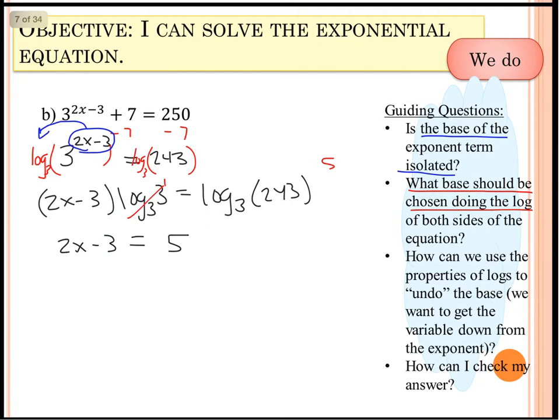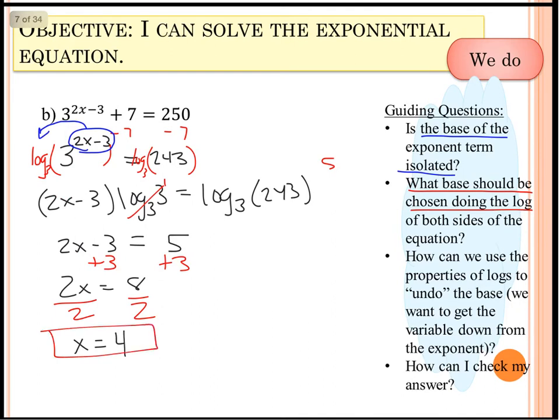So we just have a couple of things that we need to do in order to isolate the x fully. We need to get rid of that minus 3, so we're going to add 3 to both sides. That's going to give me 2x equals 8, and then we're going to divide by 2 to isolate the x, and that's going to give me x equals 4 for my answer.